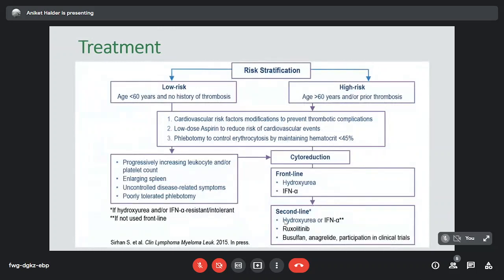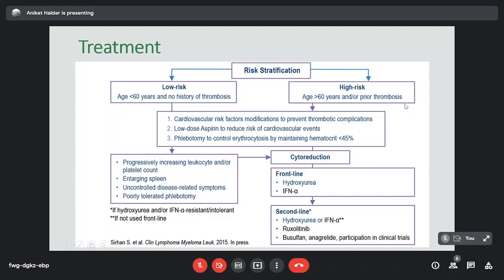So after this stratification that I already said, if the patient has low risk, we have to take care of the different cardiovascular risk factors, and we have to prevent thrombotic complications. Low dose aspirin should be used, and phlebotomy should be used to take out blood and decrease the red cell concentration and the hematocrit levels. And target values should be less than 45% in cases of males and less than 42% in cases of females.